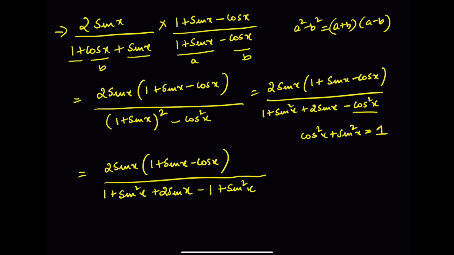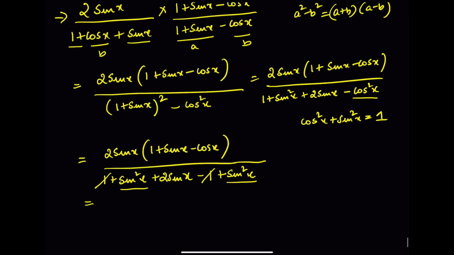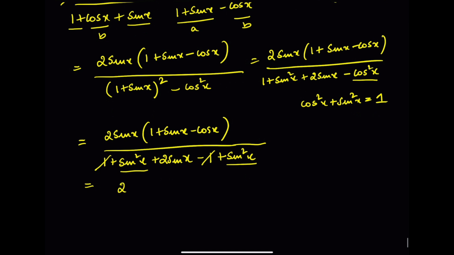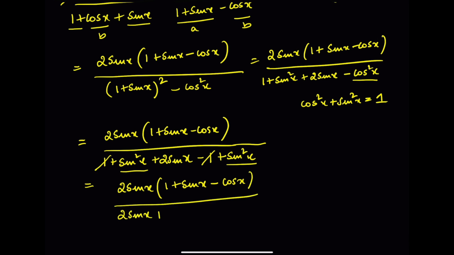Now let's see what we can change here. So the ones would get cancelled and the denominator would have 2. We can add this. It would be 2 sine square x. So we will have 2 sine x times 1 plus sine x minus cos x divided by 2 sine x plus 2 sine square x.